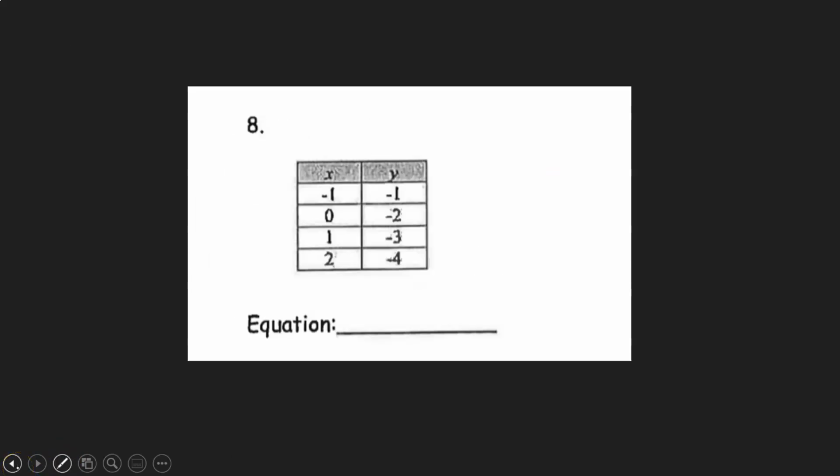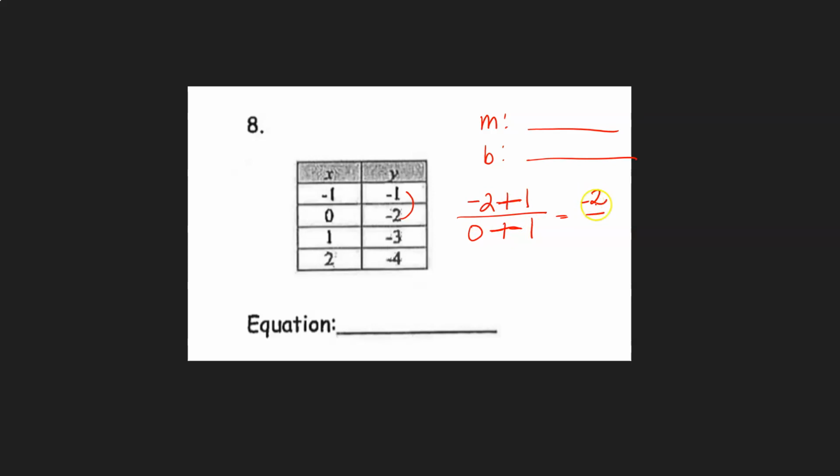Oh, skip one. Number 8, another table. Again, you can look at the change in y for the slope. You need a slope, the y-intercept. So I'm going to take negative 2 minus negative 1 over 0 minus negative 1. So I have negative 1 over 1. So my slope is negative 1. You look for where the x is 0. The y-intercept is the y that is paired with it. So I have y equals negative x minus 2.